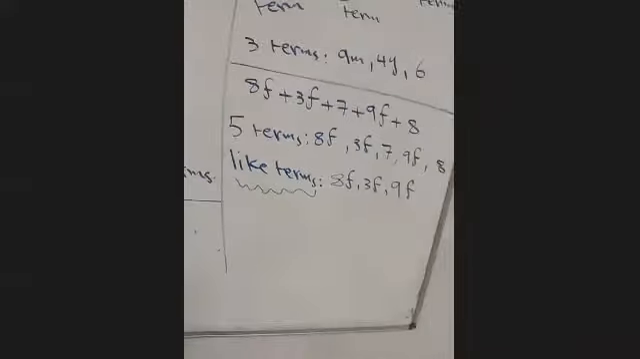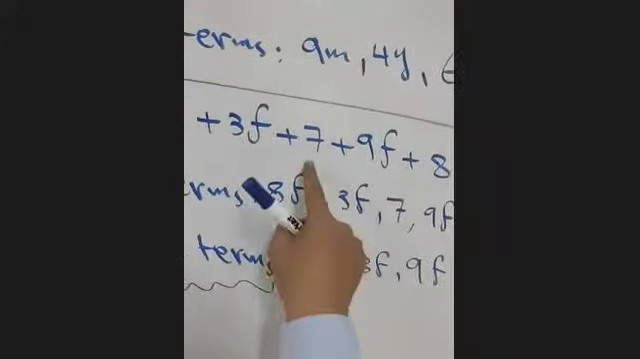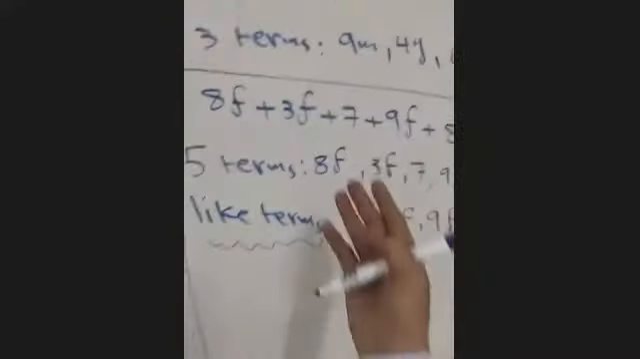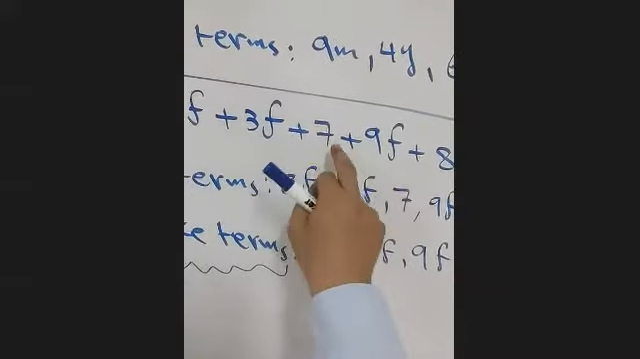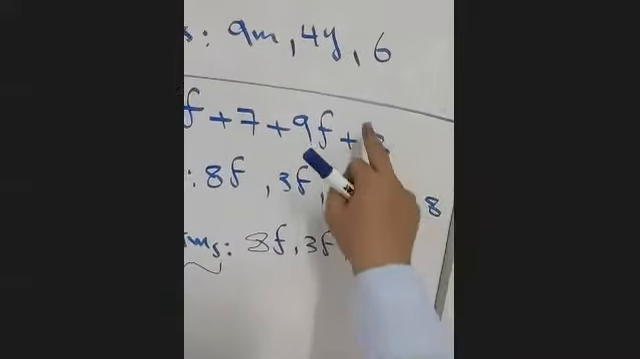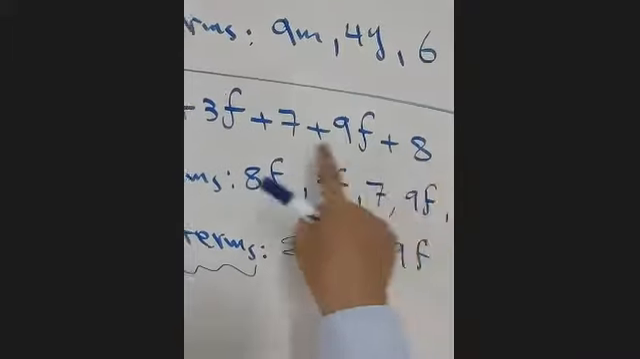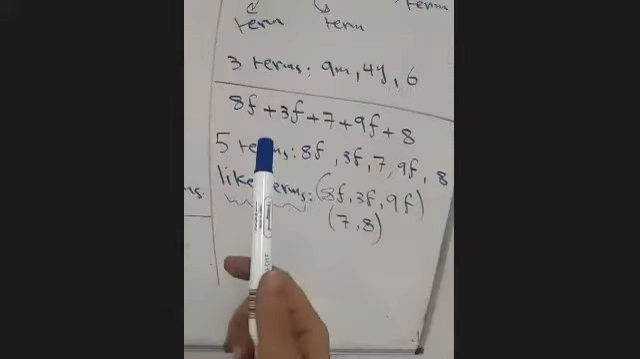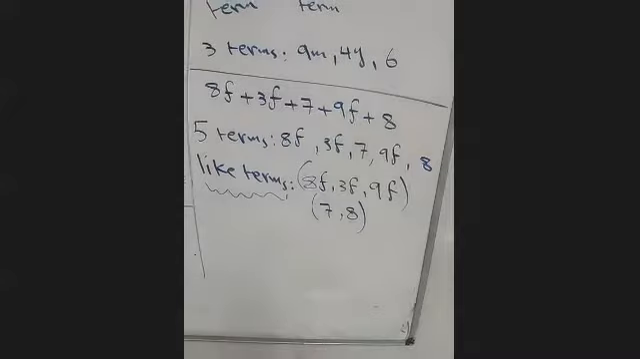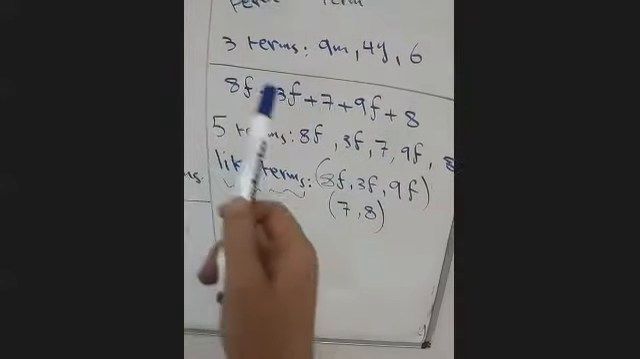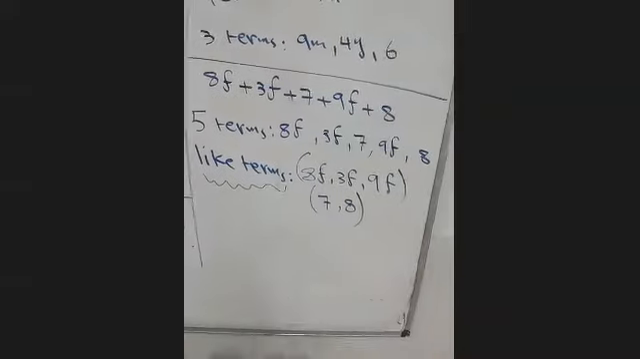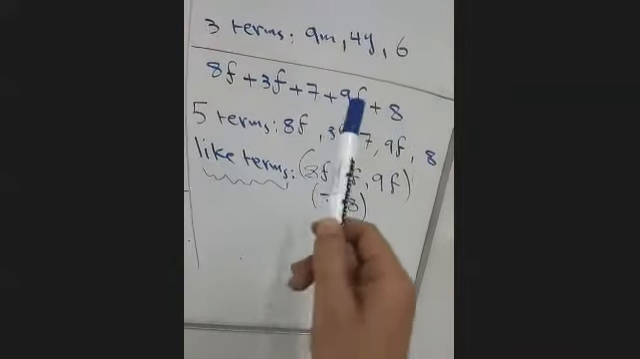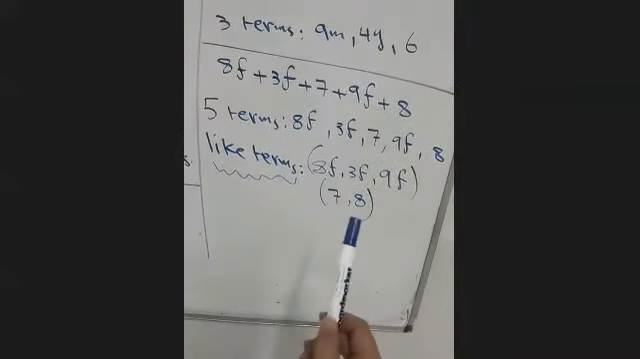But the 7 and the 8 together, we said here, the numbers together, we call them like terms. Here we have a number alone, which means there is no variable with it. Here also a number alone, no variable with it. So the numbers together, we also call them like terms. So how many terms do we have here? 1, 2, 3, 4, 5. What are they? 8f, 3f, 7, 9f, 8. What are the like terms? 8f, 3f, 9f. They are like. 7 and 8, they are like.